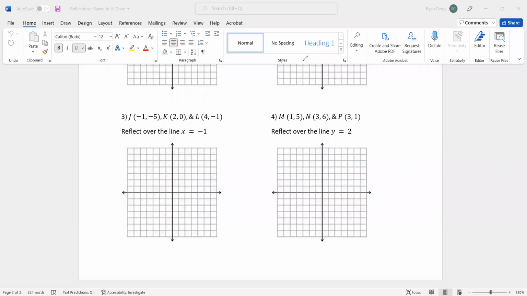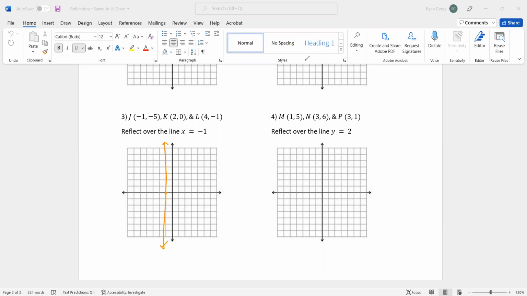What changes is what you're reflecting over. Reflecting over the line x equals -1. Hopefully you remember this from algebra 1, but that is a vertical line through x equals -1. Okay, that's the line I'm reflecting over.